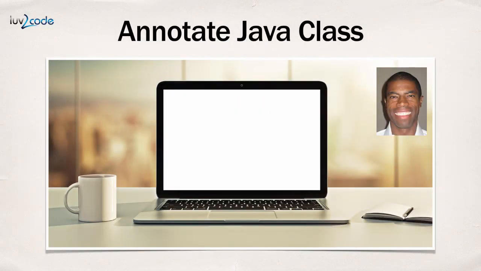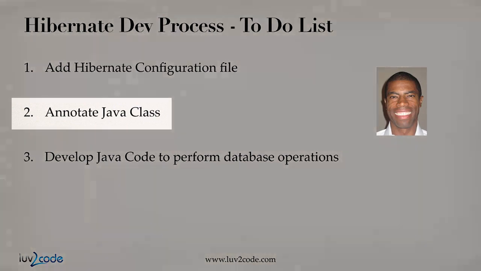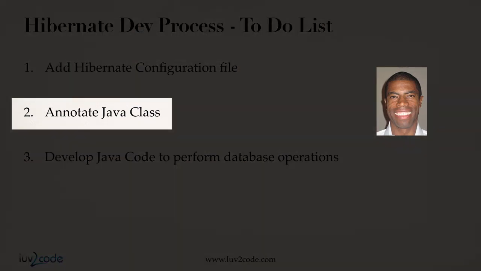In this video, we'll annotate a Java class. So just as a checkpoint with our Hibernate development process, our to-do list, in the previous video, we covered the Hibernate configuration file and how to add it to our project. Now in this video, we're going to focus on annotating the Java class.